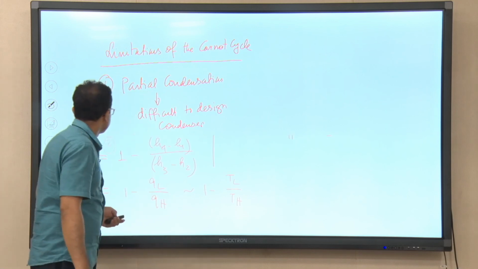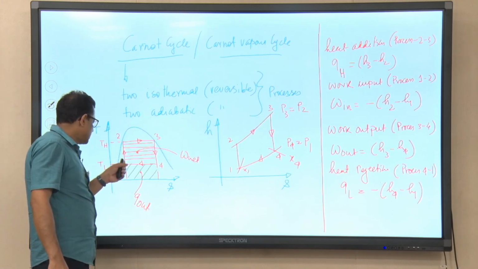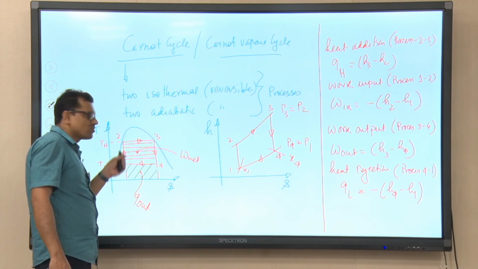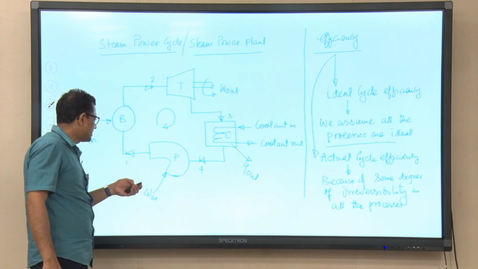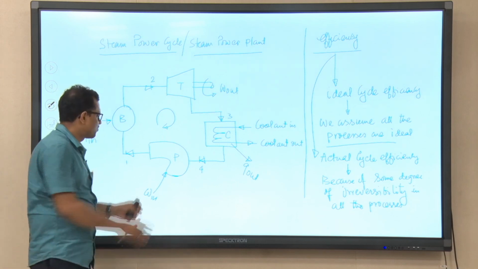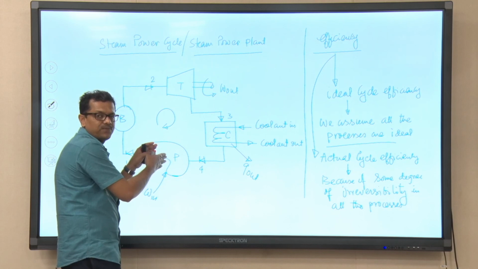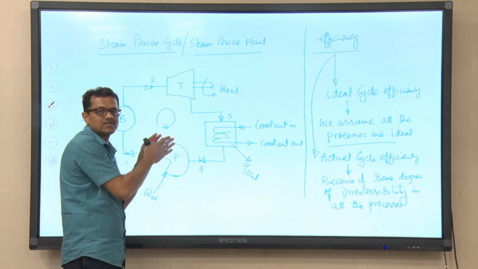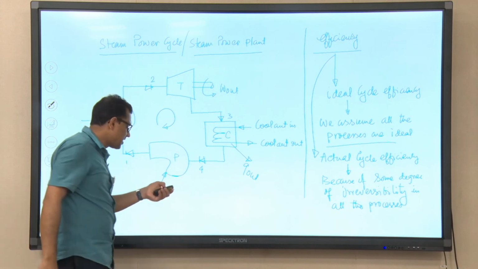Number 2 is that this process 1 to 2, as we have seen from the schematic depiction, is a pumping process, but a pump cannot handle a two phase mixture. So instead of a pump, if you would like to design a steam power cycle following the Carnot cycle, we must have a compressor.